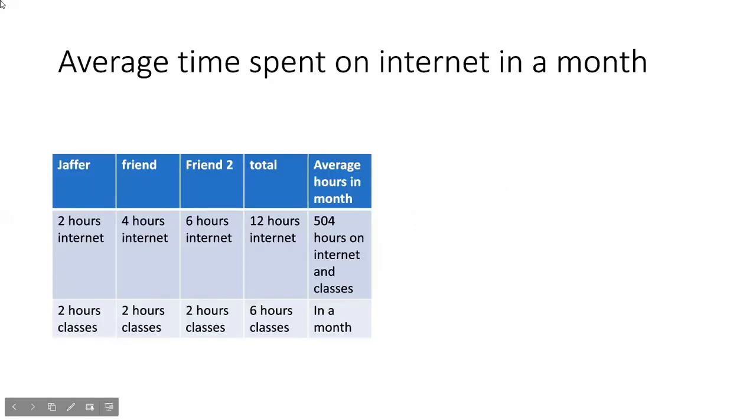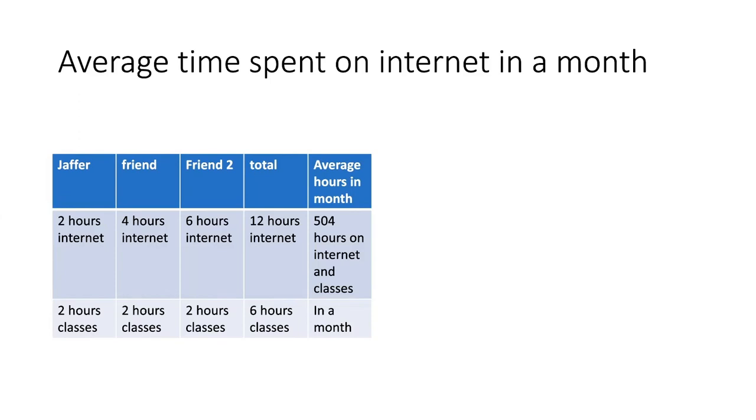Today I found out the average time spent on the internet in a month. First, I took some information from my friends and I got mine too. 2 hours for how much time we spend on the internet. Then the time we spend on classes. In total, we got 12 hours. I got 12 hours on the internet and 6 hours on classes, which made a total of 18 hours.